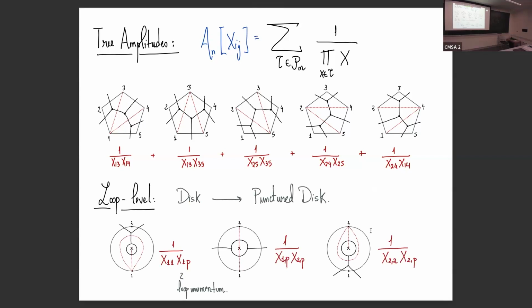Exactly the same story goes through at loop level. The only difference is that now instead of having a polygon, I have a punctured polygon, which I'm just going to replace by a disk. And so if I consider all the possible ways of triangulating the punctured disk, then I get exactly all the possible Feynman diagrams. And once more, the curves entering the triangulation are precisely the kinematic variables associated with the propagators entering the diagram. So here you see at 2 points, I have 2 tadpole-like triangulations and a standard bubble.